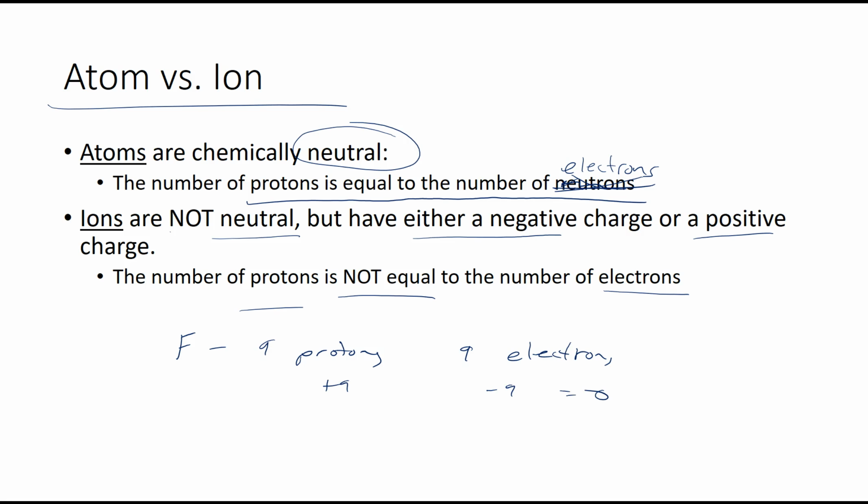Now, let's say I have 9 protons, so it's still fluorine, but let's say we get an extra electron in there. So a +9 and a -10 comes out to a -1. And so we would say that the fluorine ion has a charge of -1. And that charge happens because the number of protons is not equal to the number of electrons.